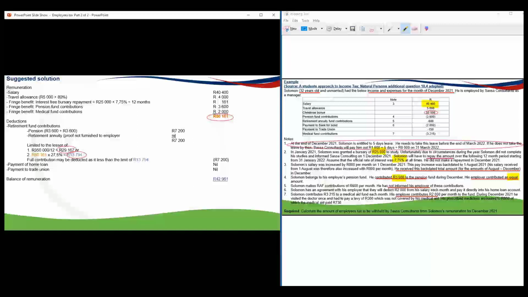Now, since we have calculated our balance of remuneration, remember this is the monthly balance of remuneration. The next step is to convert the monthly balance of remuneration to an annual equivalent balance of remuneration. And we will do that by multiplying the 42,961 by 12 months. And we will get to an annual balance of remuneration of 515,532.